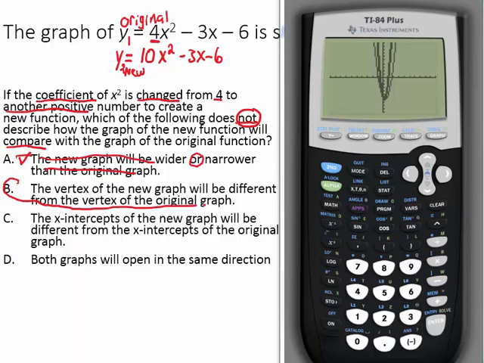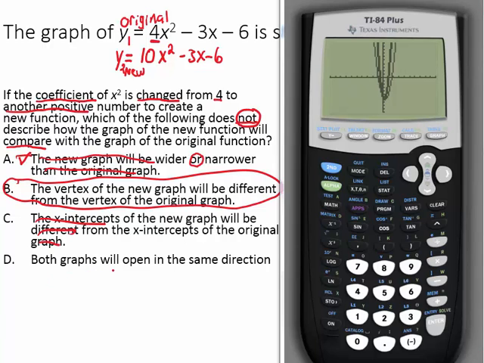Because the vertexes, or the vertices, the plural of vertex, are the same. All right, let's check the rest of them just to make sure. The x-intercepts of the new graph will be different from the x-intercepts of the original graph. When we look at it, the darker line definitely crosses the x-axis at different spots than the thinner line. So that's a correct description. That means we don't use that.